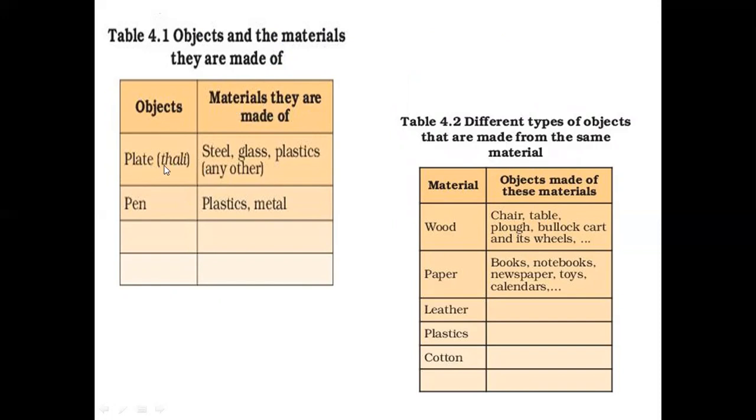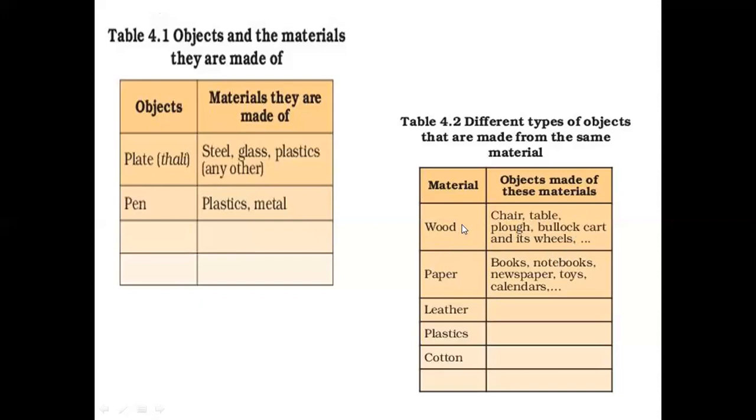Plate. Plates are usually made from steel, glass, plastics, etc. If you consider a pen, it can be made out of plastics or metal. So, dresses. If you take dresses, they can be made of linen, cotton, wool, silk, etc. Here, using one particular material, what are all the objects we can make is listed in the table.